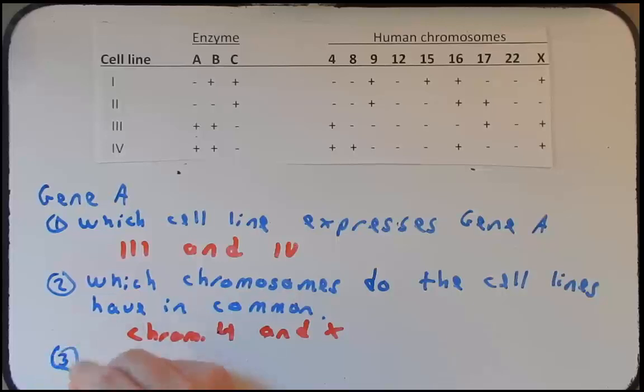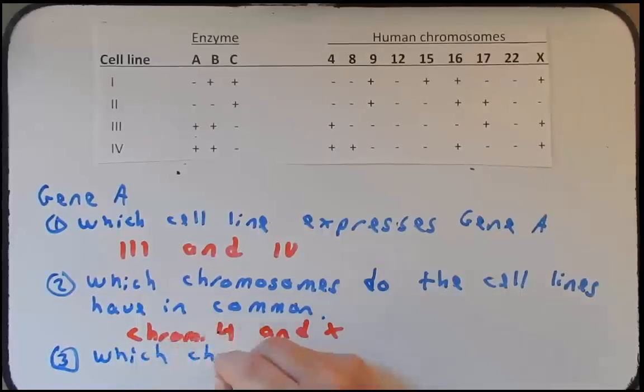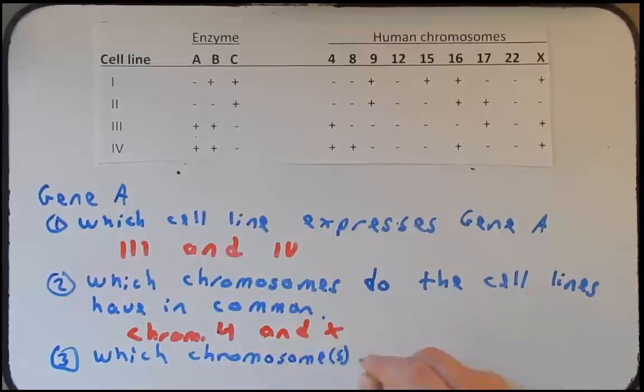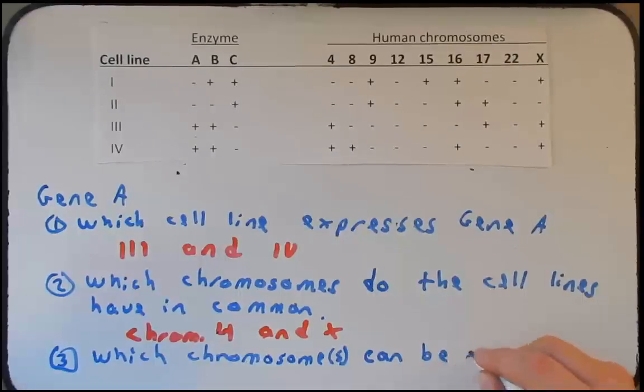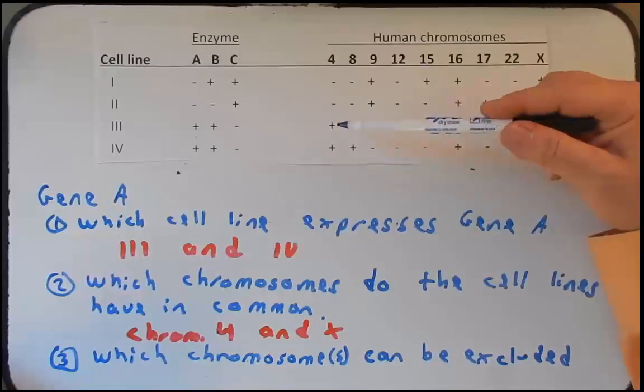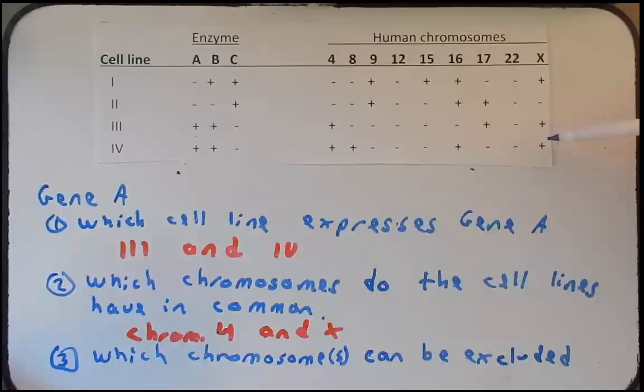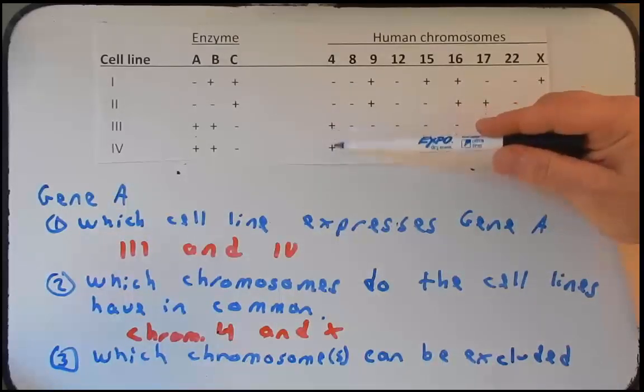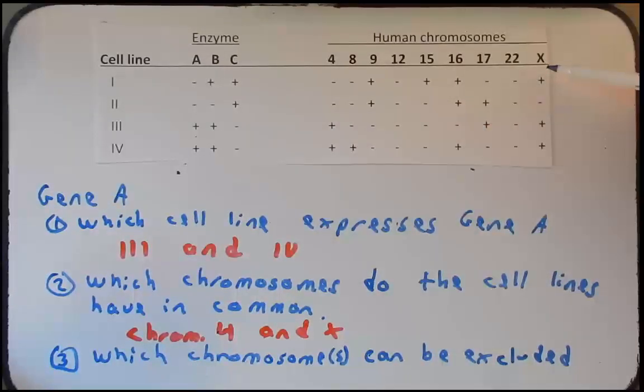Now, this last step is which chromosome or chromosomes can be excluded. Are there any data in this table here that would allow us to exclude chromosomes 4 or X from consideration? And to exclude anything, we want to see if either chromosomes 4 or X are found in the other cell lines. And if they are, we can exclude them. So for instance, chromosome 4 is only found in lines 3 and 4. Chromosome X also is found in cell line 1.